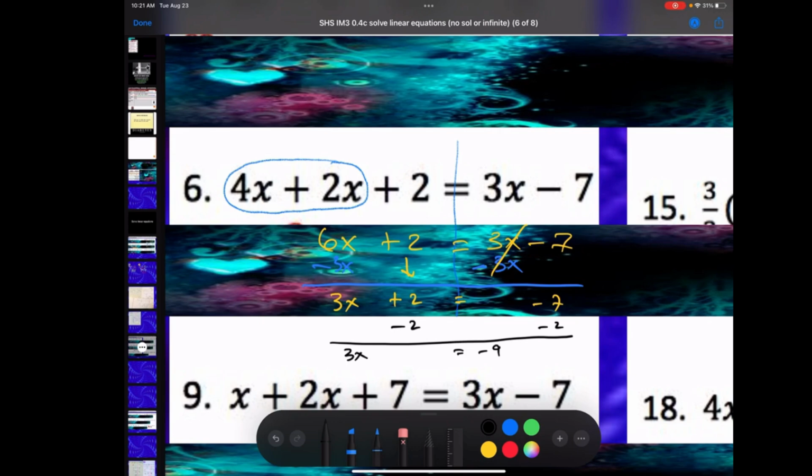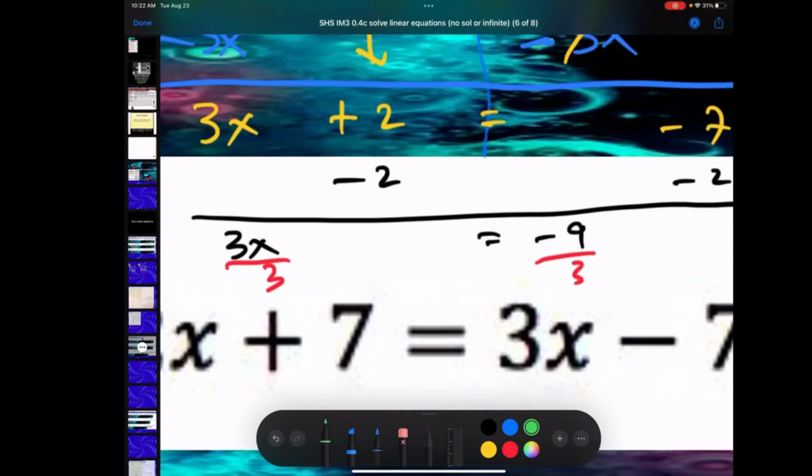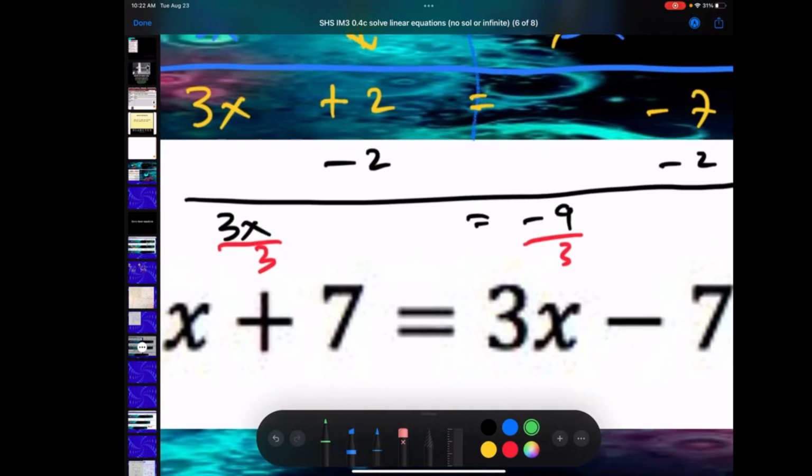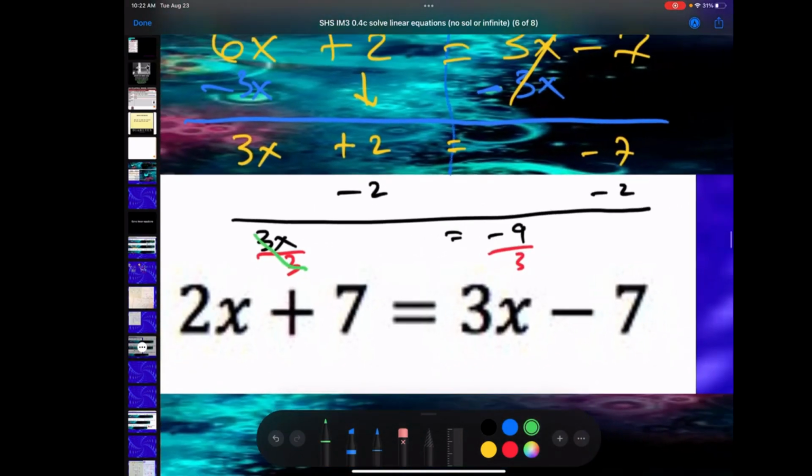And then Christina, what do we do next? Divide by 3. x is equal to what number? Christina. x equals -3.